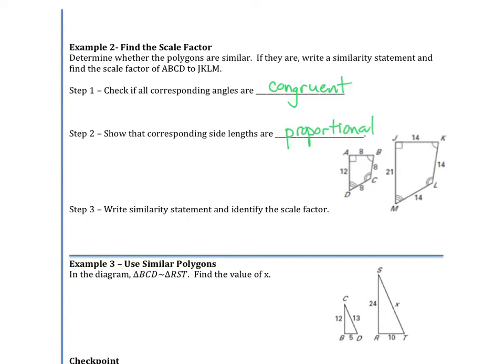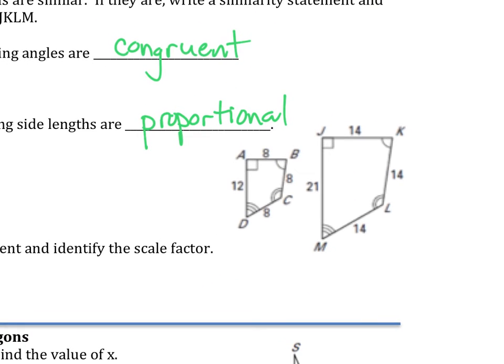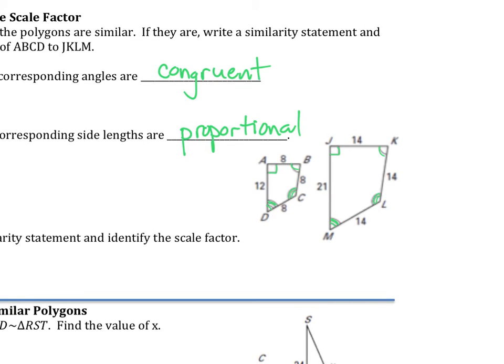Okay, so let's start with the angles. I see that we have angle A congruent to angle J, angle B and angle K, angle L and angle C, and lastly angle M and angle D. So all of the corresponding angles are congruent. Now we gotta check that the side lengths are proportional.